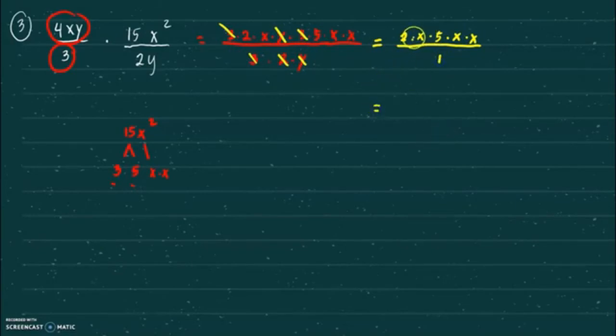So multiply now. 2 times 5, that's 10. x times x times x, that's x cubed over 1. Since the denominator is already 1, we can just write our final answer as 10x cubed. Right? So the product of 4xy over 3 and 15x squared over 2y is 10x cubed.